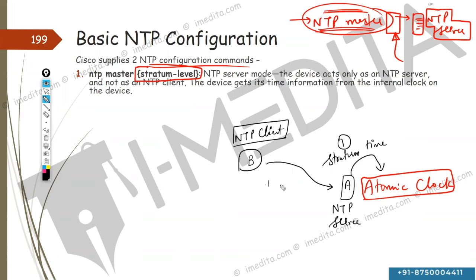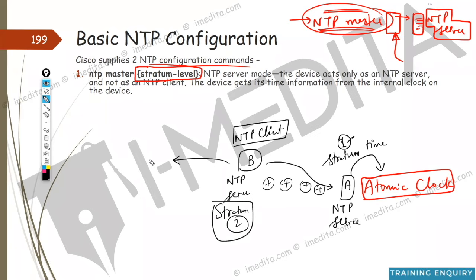There might be a lot of routers. But if we know that B is synchronizing its time with A and it's a Stratum 1 device, if it becomes an NTP server and gives somebody else time, then it will increment the Stratum number. It will say, I am a Stratum 2 device. Okay, you getting the point?